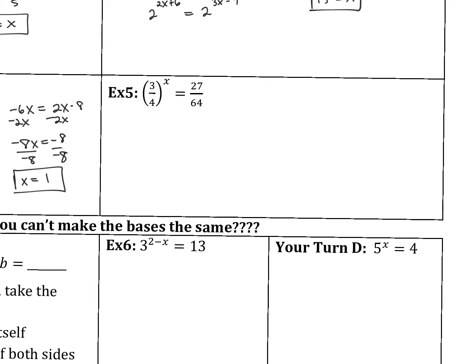All right, I notice, or I should notice, that 27 over 64 is the same as 3 to the third over 4 to the third. So I can rewrite that whole fraction as 3 over 4, to the third, which is equal to 3 over 4 to the x. And now I have equal bases of 3/4 on both sides. So x equals 3. So sometimes these things can be kind of tricky. You just have to think about how can I rewrite them.